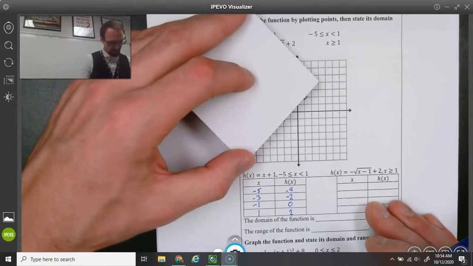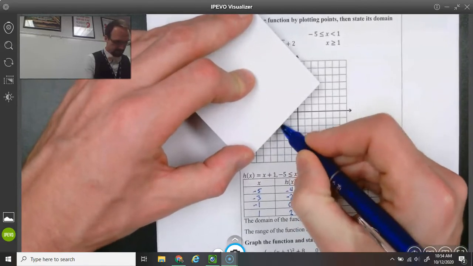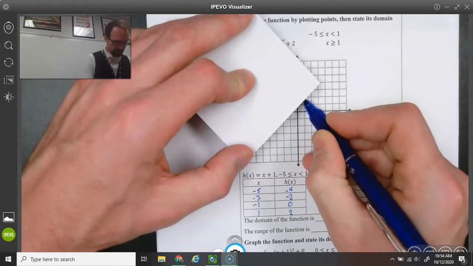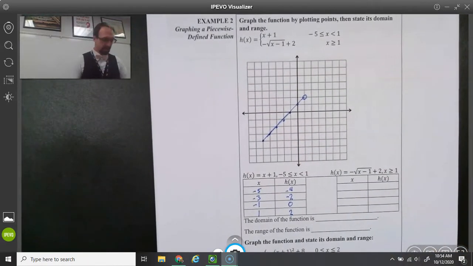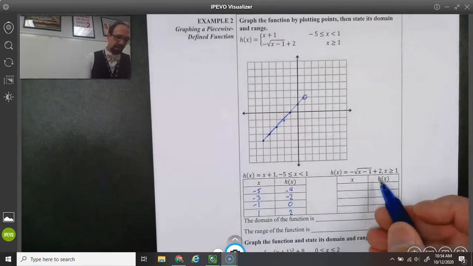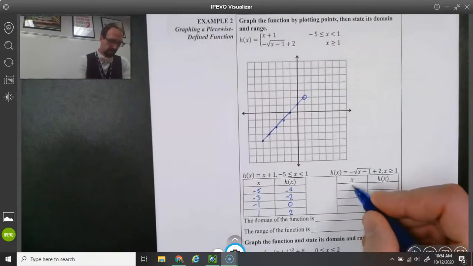So when I connect these points, going just from here to here, again, remember that circle's open. I want to keep it open. And then for this next one, again, I'm going to go ahead and start from kind of the extreme. So here we're going to start at 1.